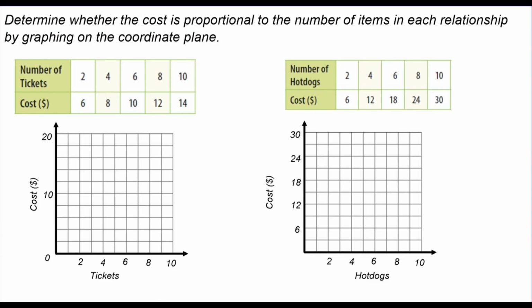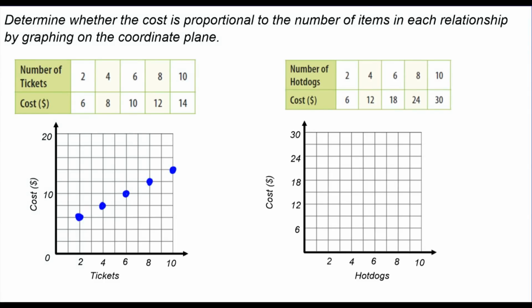And now we're going to look at the graphs of these items to see if they are proportional. So graphing the number of tickets and the cost, 2 tickets cost $6, and that's here. 4 tickets cost $8, 6 tickets cost $10, 8 tickets is $12, and 10 tickets is $14.